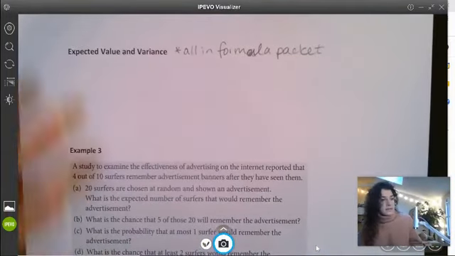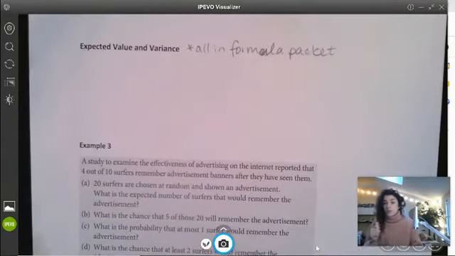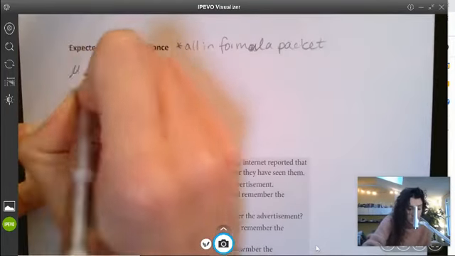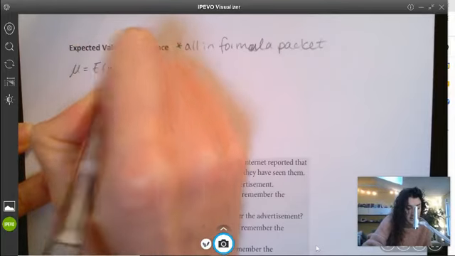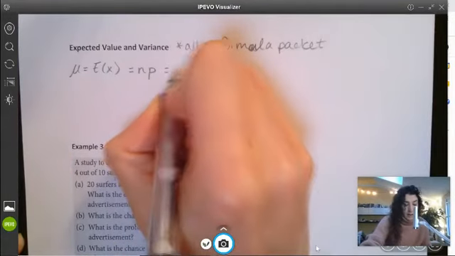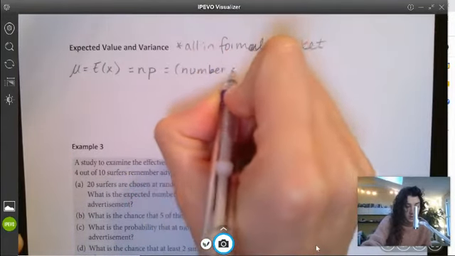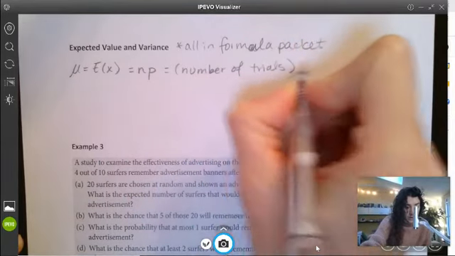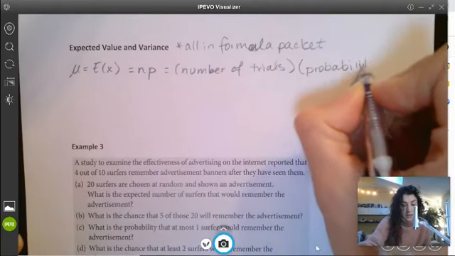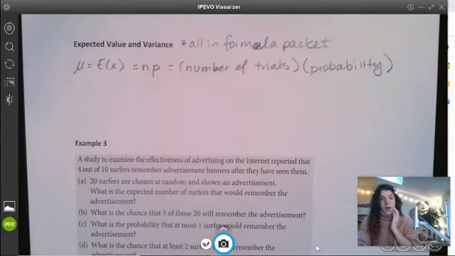I remember when you got confused about variance in previous tests, you could see that there was a variance formula in your formula packet, but you didn't really know how to use it, and it's because it was for something else. So your expected value, which is mu or E of x, is equal to n times p. Remember that n is the number of trials, and p is the probability of that thing that you're looking at.